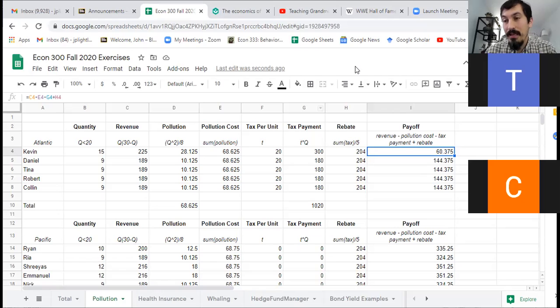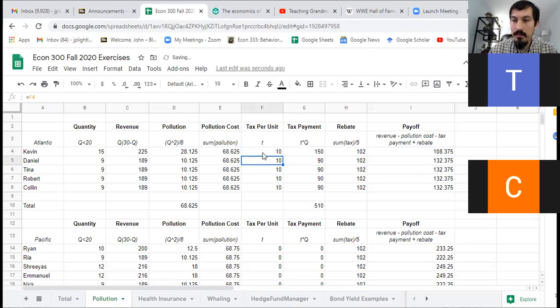And the question is, maybe now, what tax rate should we choose? You know what? There's no time to choose. I'm just going to set it at, what if I set it at 10? Or maybe, so 10 works too. Look what happens at 10. Kevin still lost money at 10, didn't he?